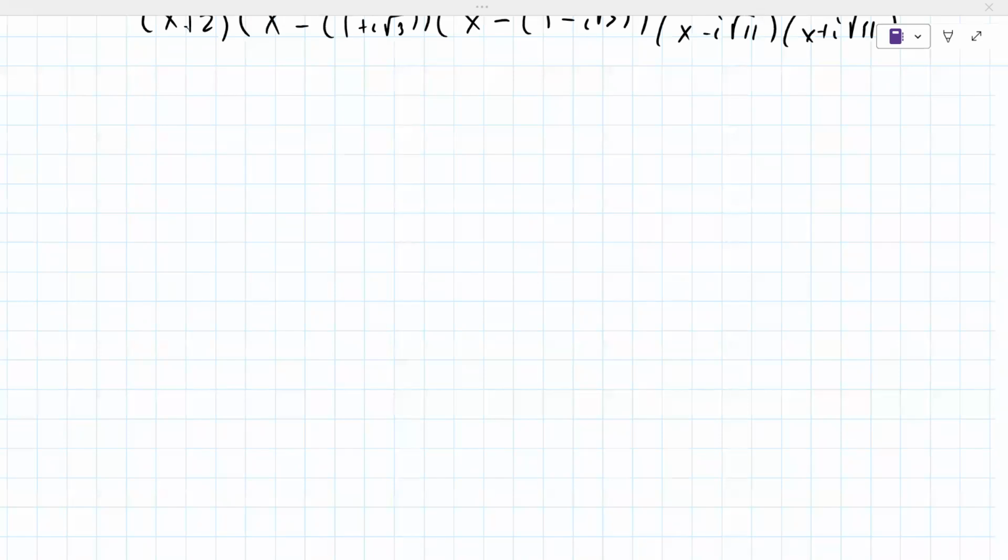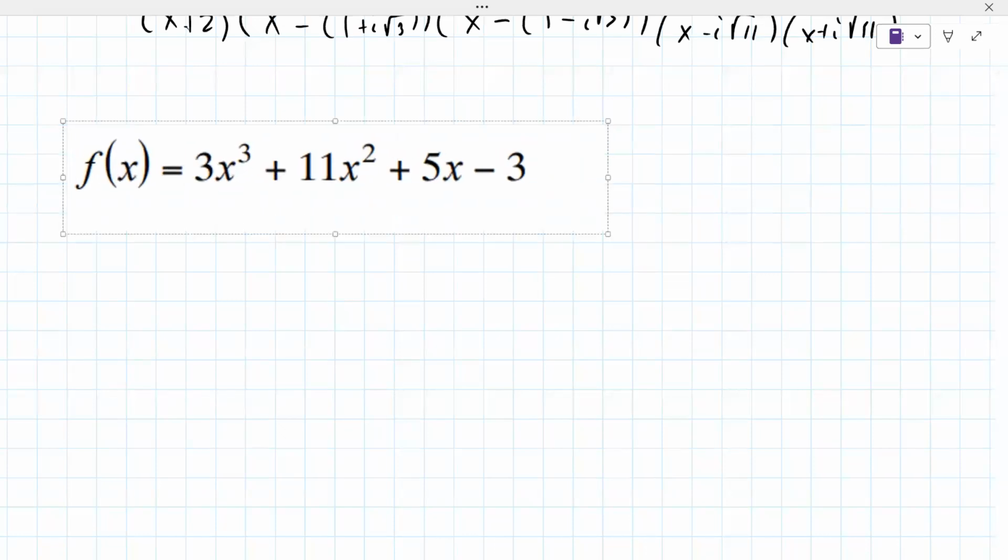I've got to just find some that are reasonable here. So for this one, I want you to write out all the possible roots for me. That's P, and then that's Q. So you've got to do P over Q. So go ahead and give that a try.